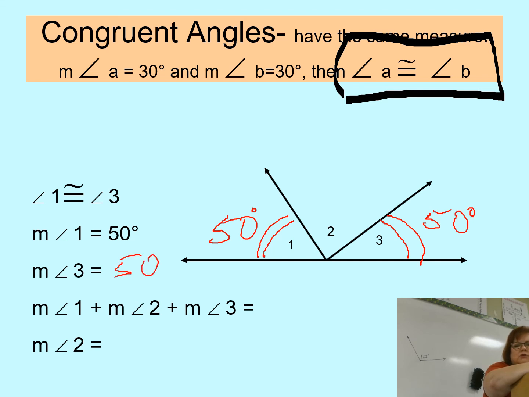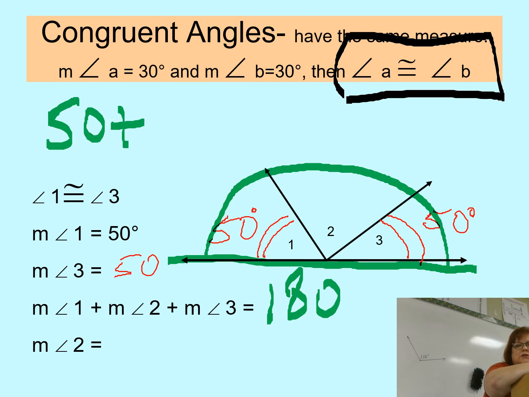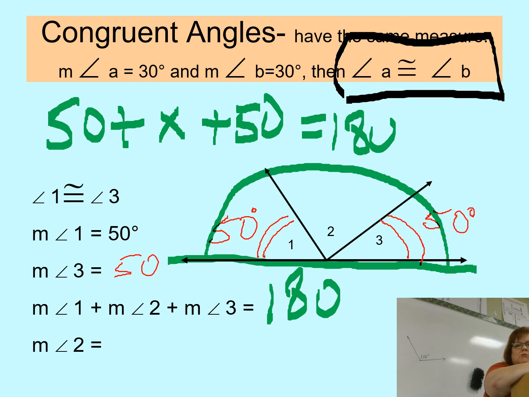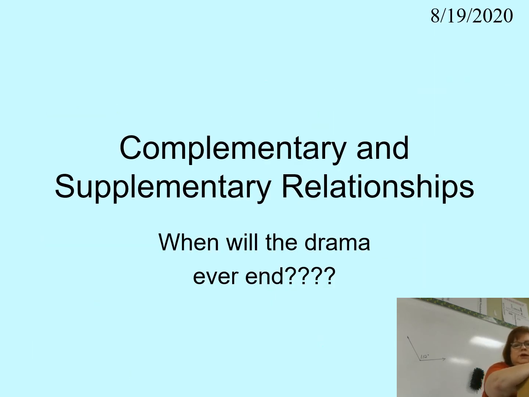Now let's think. Measure of angle 1, angle 2, and angle 3, all put together, all added up. What should they add up to be? Well, what are they sitting on top of? Straight line, 180. So you could fill it in: 50 plus something in the middle, we don't know, plus 50 equals 180. But most of y'all will probably say, hey, I got 100, those two 50s make 100, subtract it, and you'll get 80.